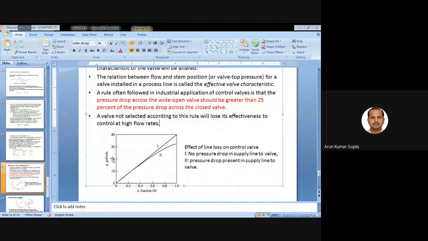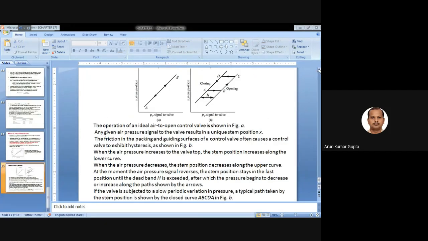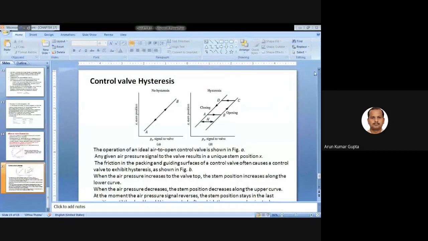Just like you can see in the Q versus H plot, the effect of the line loss on the control valve. If there is no pressure drop in the supply line to the valve, we can simply say it will follow a very ideal condition. But if there is a pressure drop present in the supply line, there will be a change in the characteristics. That is known as the effective valve characteristics. Similarly, there are some differences from the practical point of view. Theoretically it is defined like this, but practically we observe at a high flow rate some change from the ideality. That is known as the effective valve characteristics.